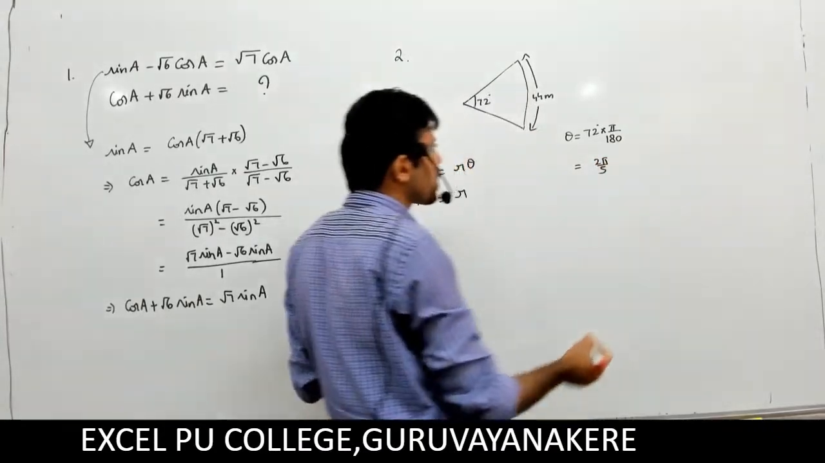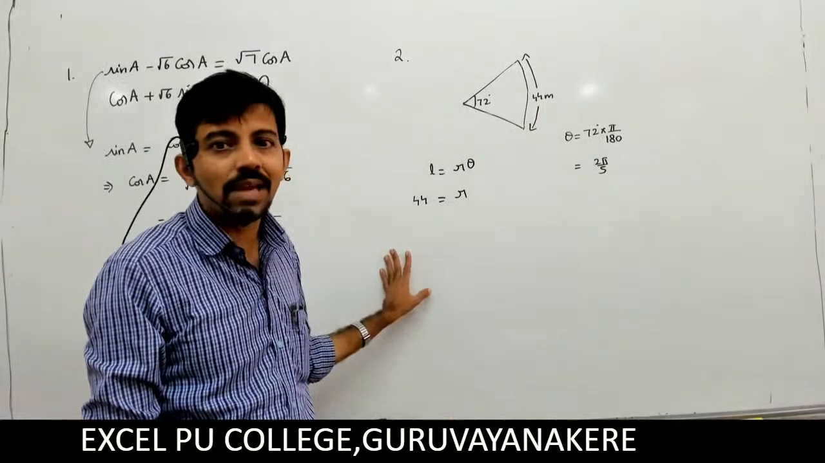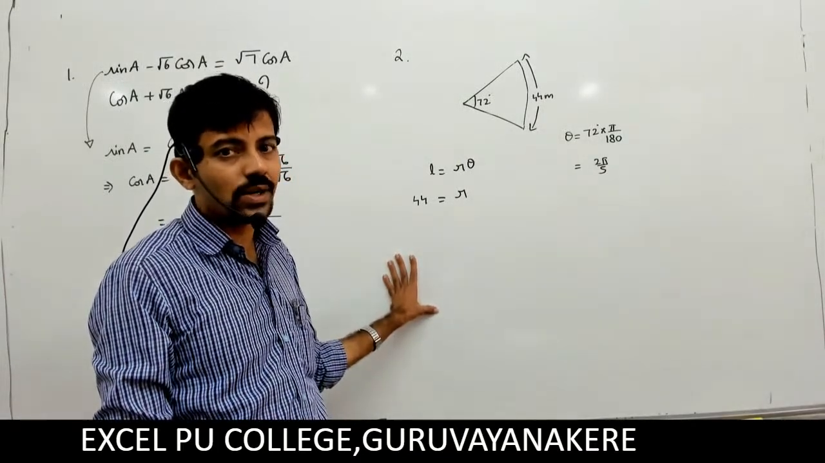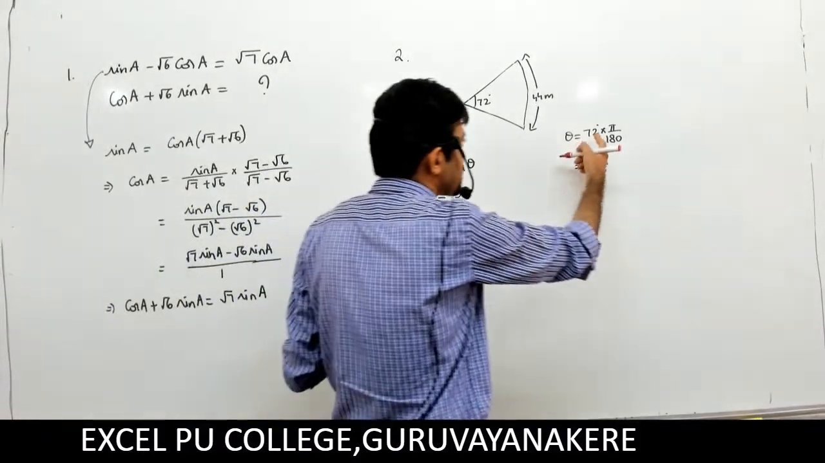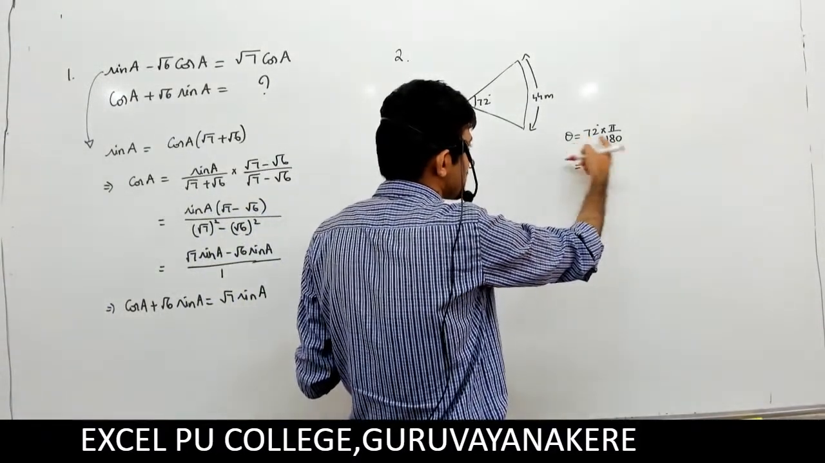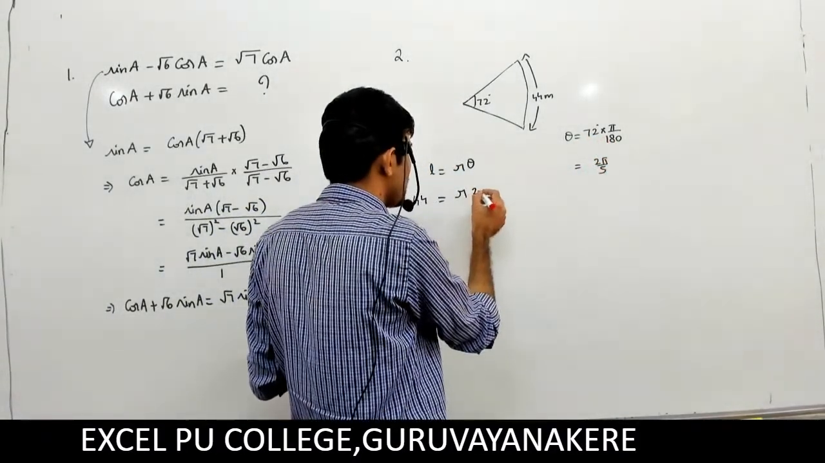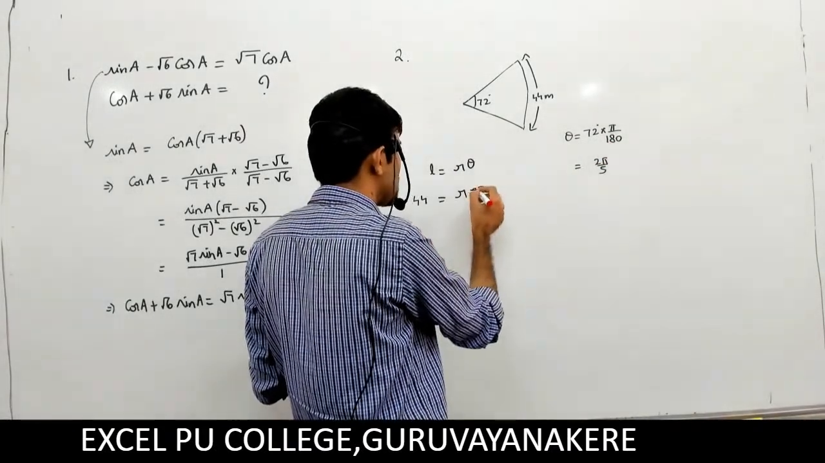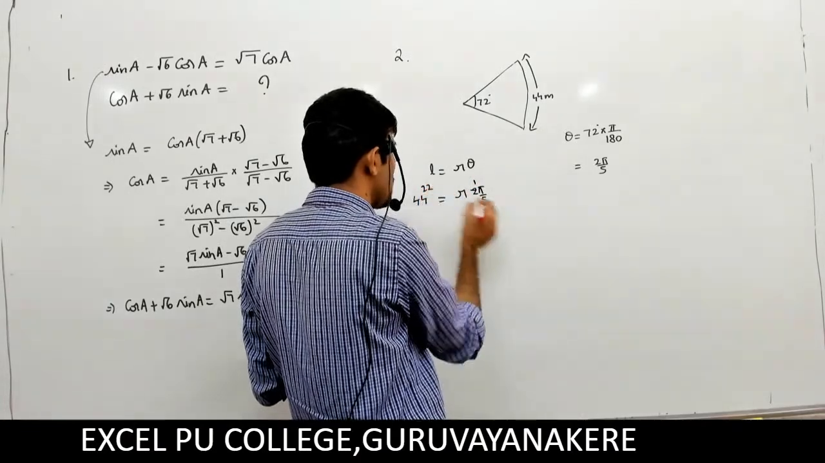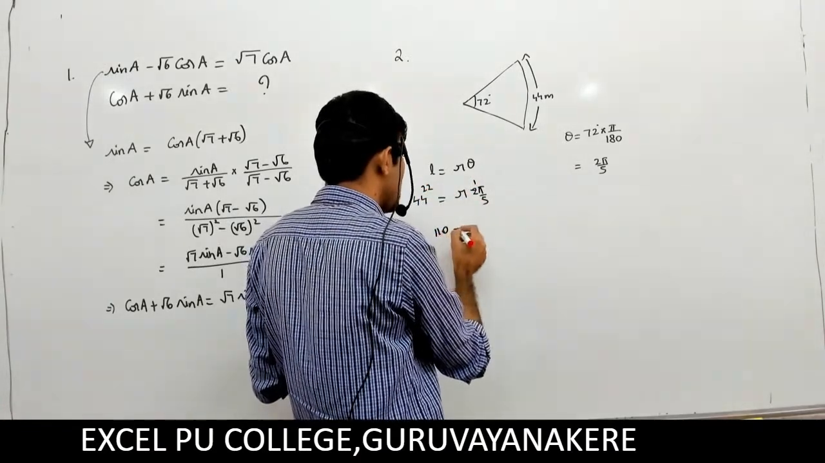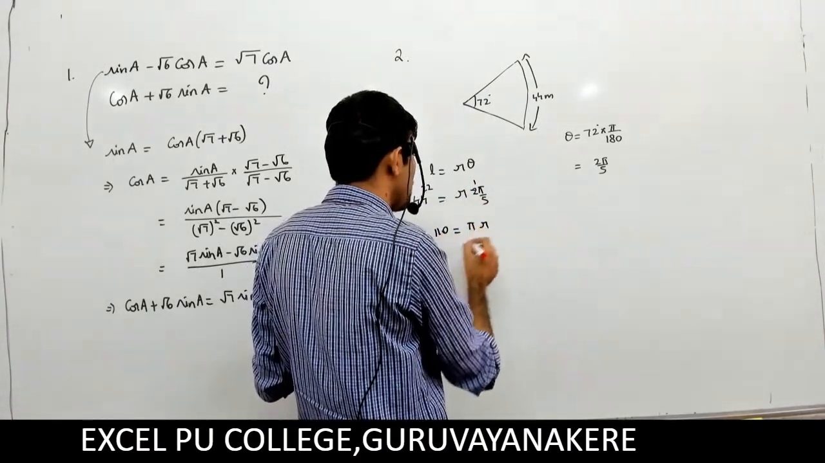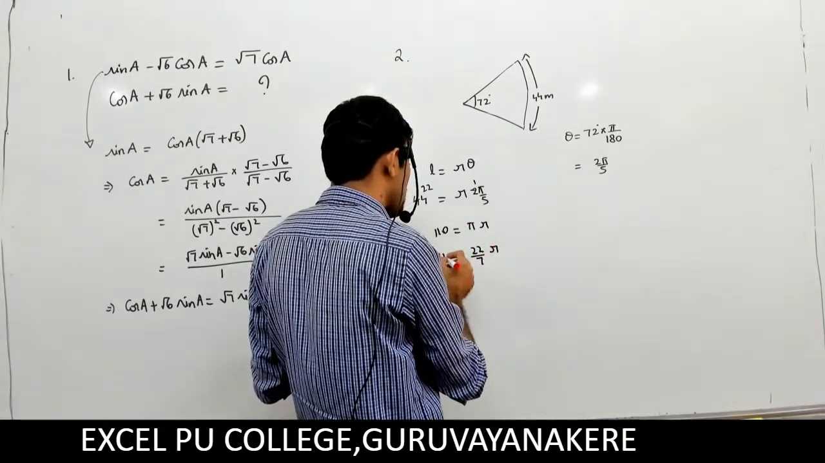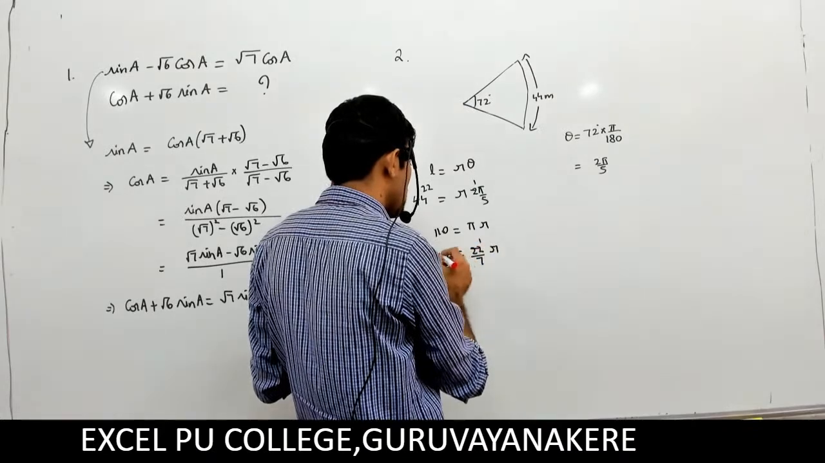Whenever you want to convert degrees to radians, you have to multiply by pi by 180. So 36 2s are 72, 36 5s are 180, giving 2 pi by 5. Theta is 2 pi by 5. Simplify this: 22 into 5 is 110, equal to pi into r. Pi is 22 by 7 into r.